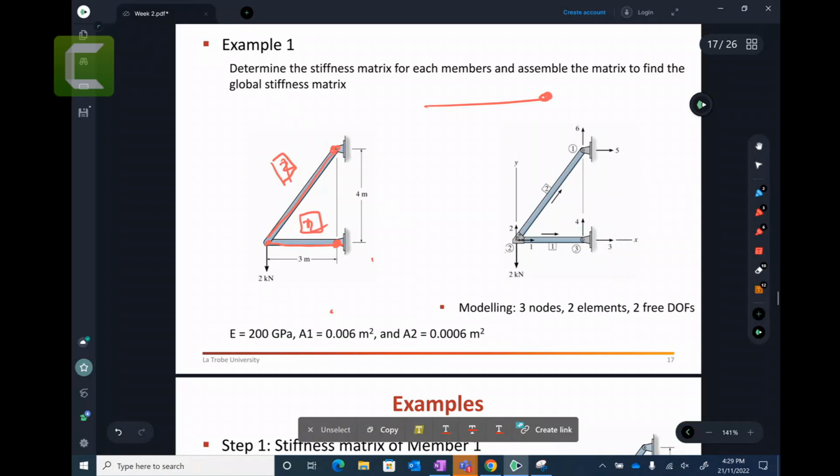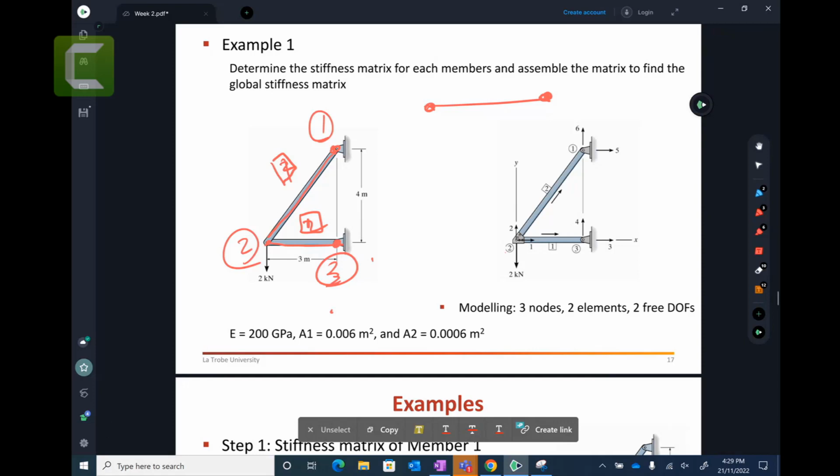Each member has 2 nodes. That is the end of the members, or the end of the element, and it is called a node. Those nodes, let's say you can put the numbers here: 1, 2, and 3. The number in the circle represents the node number, the joints at the ends of the elements.